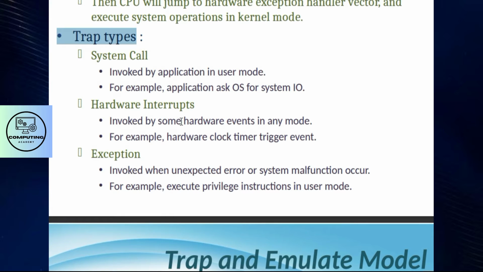These are invoked by some hardware events in any mode. For example, hardware clock, timer, trigger event. Then we have exception, and it is invoked when an unexpected error or system malfunction occurs. For example, executing privileged instructions in user mode. So these were the basic types of trap, which include system call, hardware interrupts, and exception.